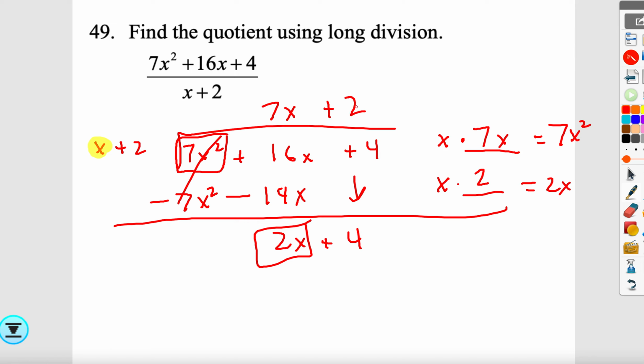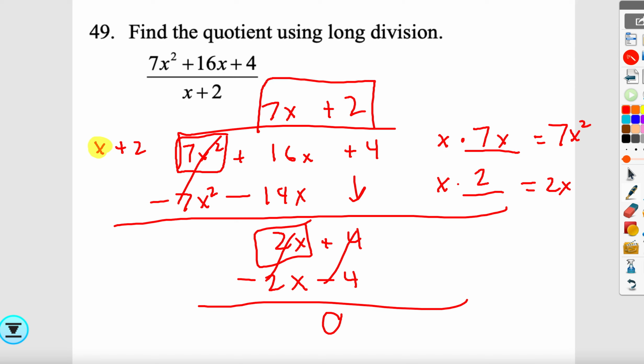We're going to distribute that back. 2 times x is 2x. 2 times 2 is 4. They're both positive, so we make them negative. This cancels out, this cancels out. So that's a 0. There's a 0 remainder. So the answer, the quotient, is 7x plus 2.